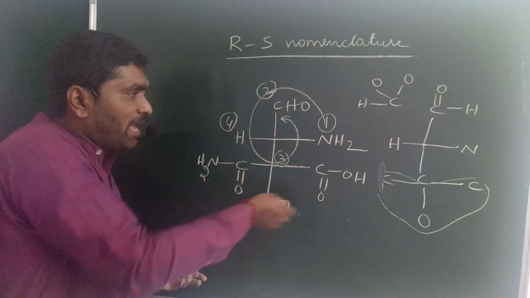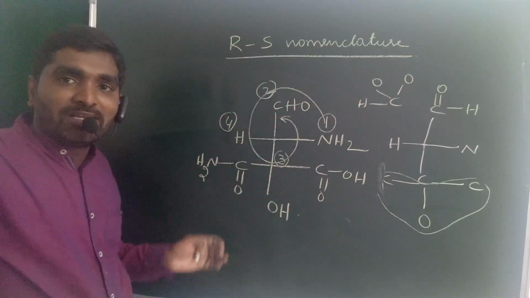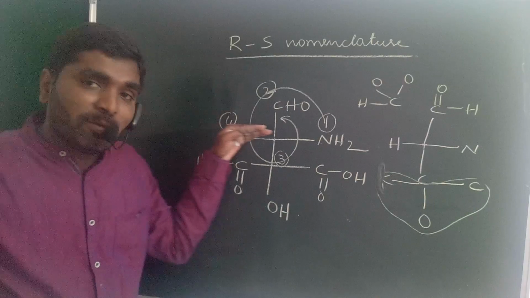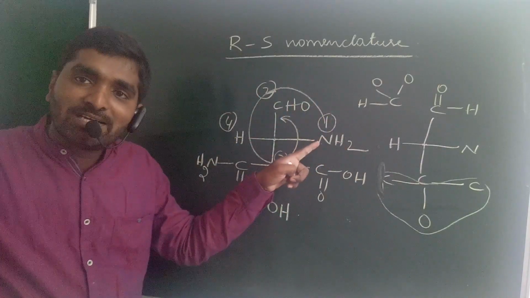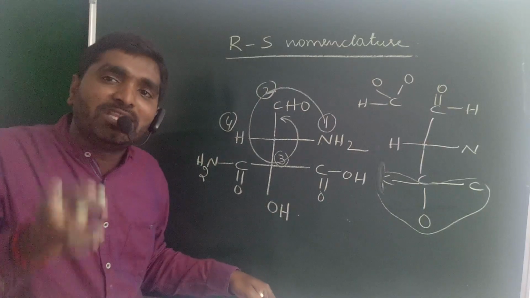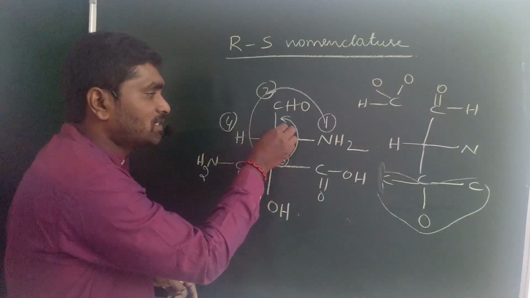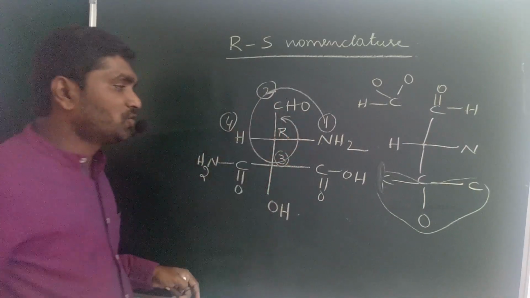Maybe it rotates in the anti-clockwise direction. The hydrogen is present on the horizontal line, and the remaining groups go in the anti-clockwise direction. The configuration should be R. That means this carbon configuration should be R.